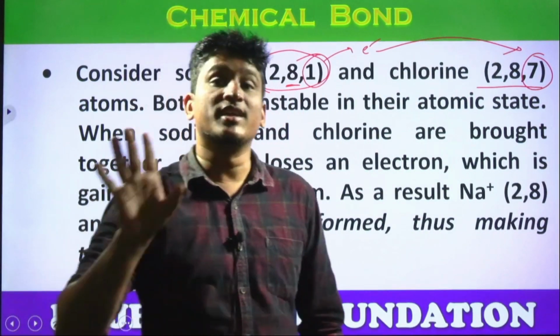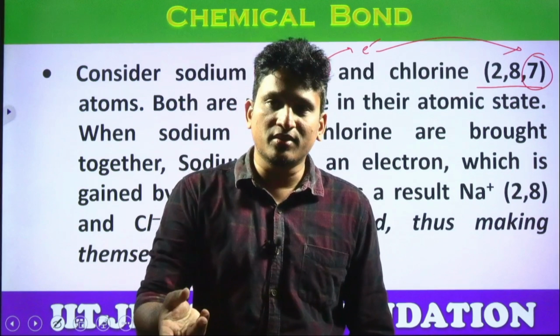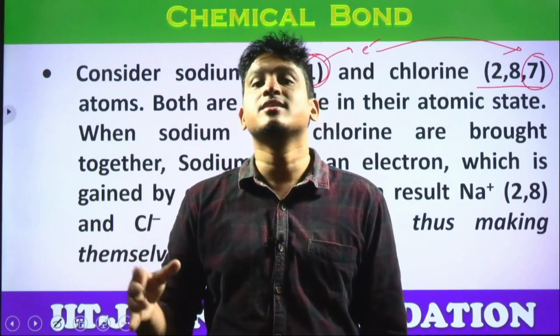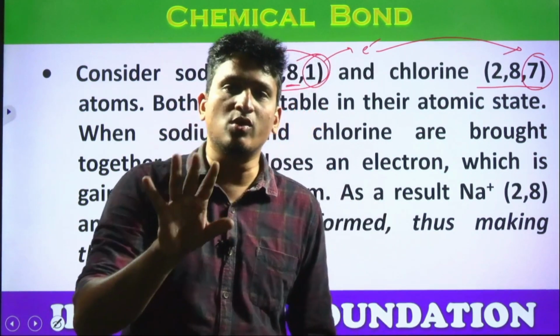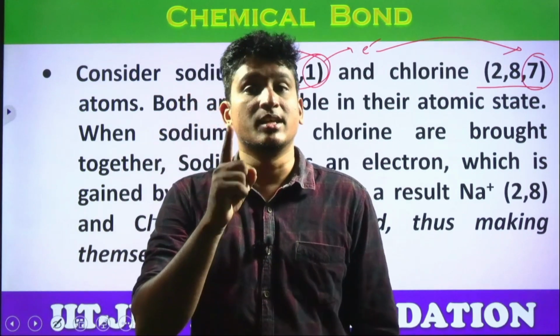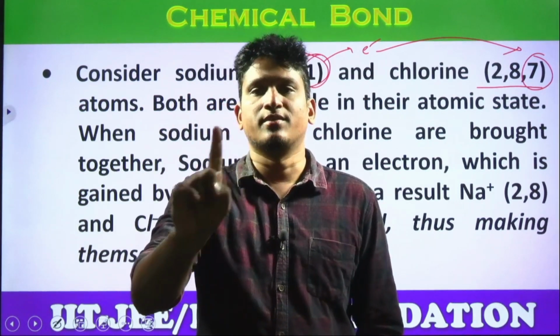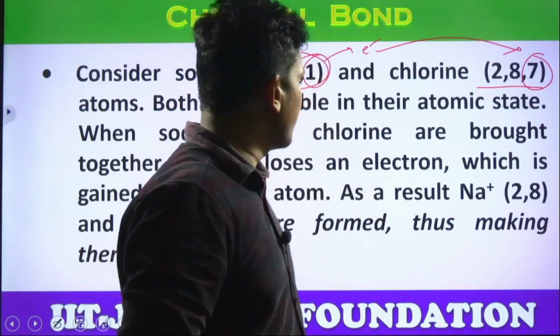Understood? Got the clarity? So that's why some elements lose electrons, some elements gain electrons, and some share electrons. Ultimately, what is their goal? They want to get stability. Stability means what? Noble gas configurations. Right? Got the clarity?